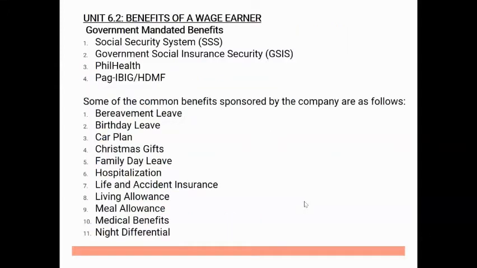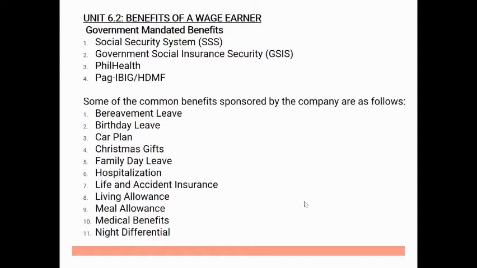For our lesson 2, we need to understand the benefits of a wage earner. So there are some government mandated benefits such as the Social Security System, or SSS, Government Service Insurance System, GSIS, PhilHealth, and Pag-ibig or HDMF. These are the following mandatory deductions or payroll deductions the employer is required by law to deduct each pay period.